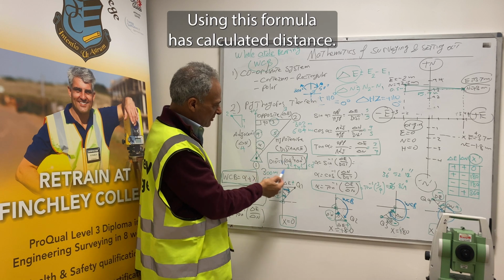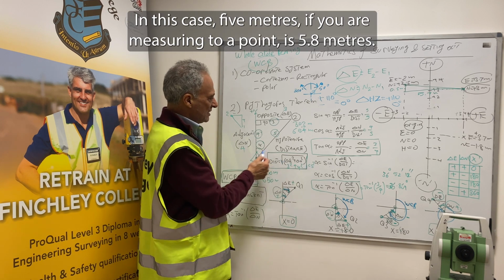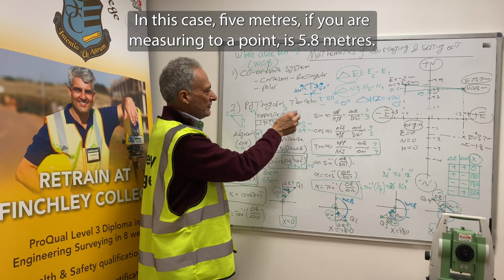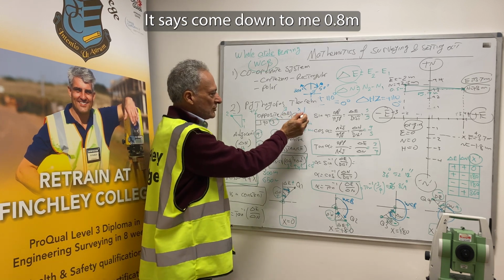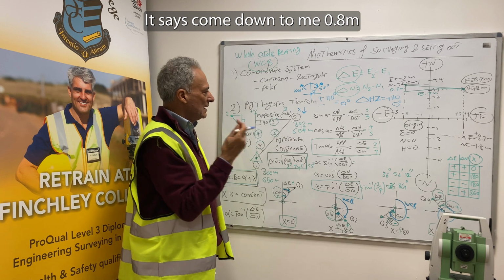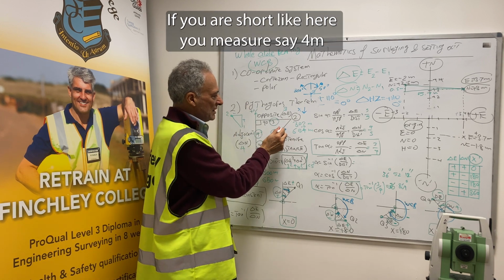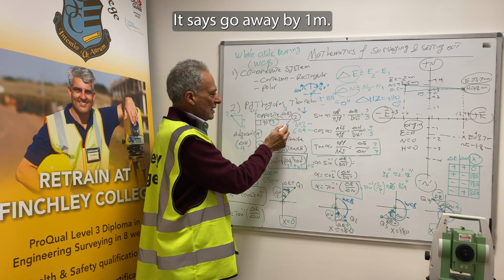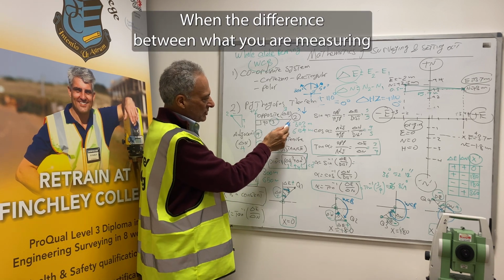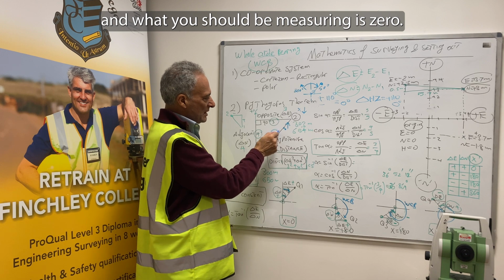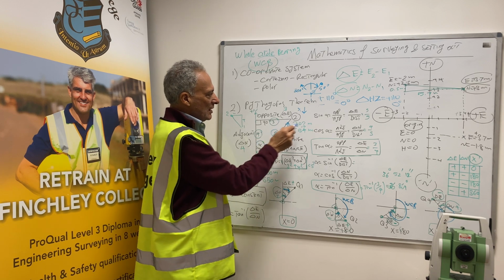Then the instrument, using this formula, has calculated the distance, in this case 5 meters. If your measurement to a point is 5.8 meters, it says come down to me 0.8. If you're short, like here, you're measuring say 4 meters, he says go away by 1 meter. When the difference between what you are measuring and what you should be measuring is 0, i.e.